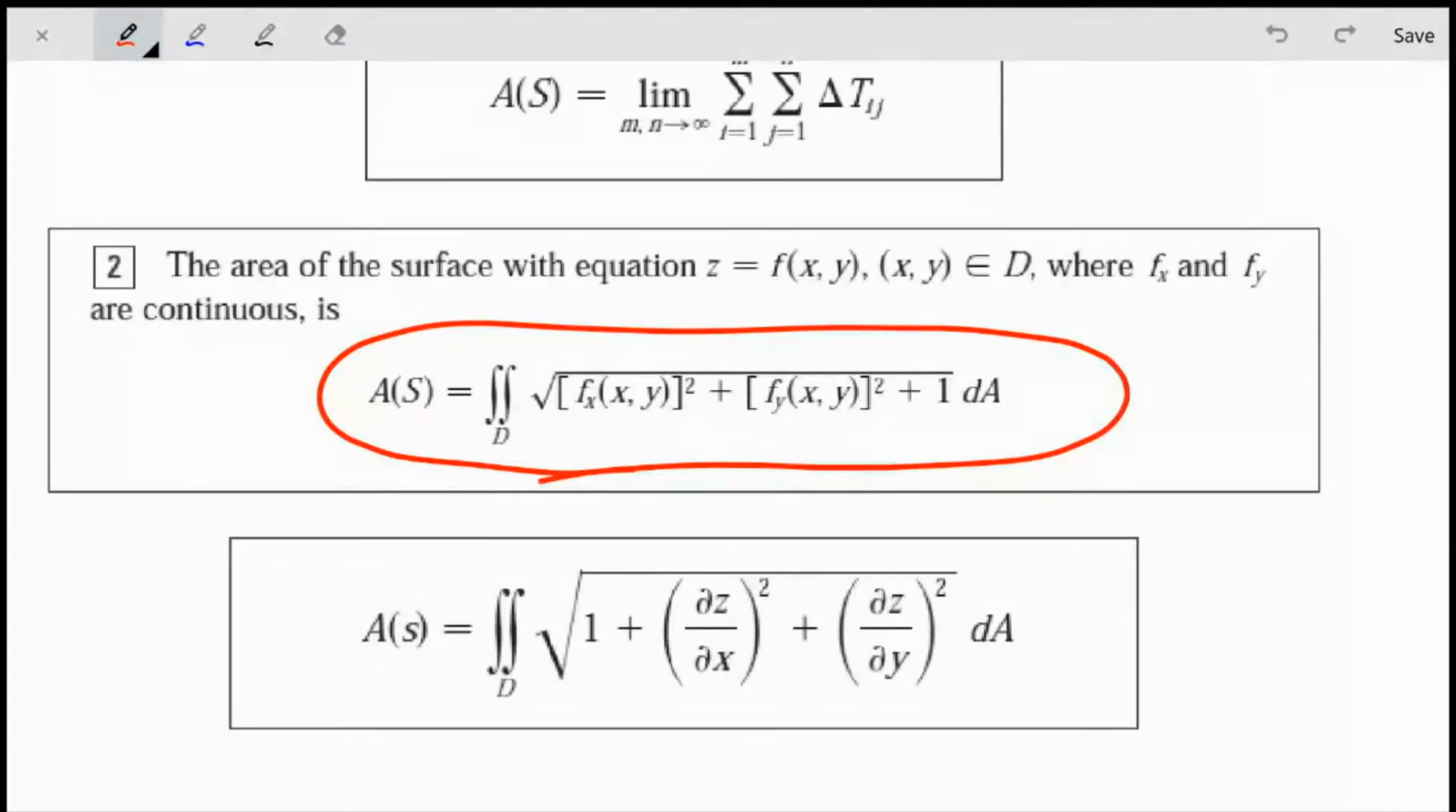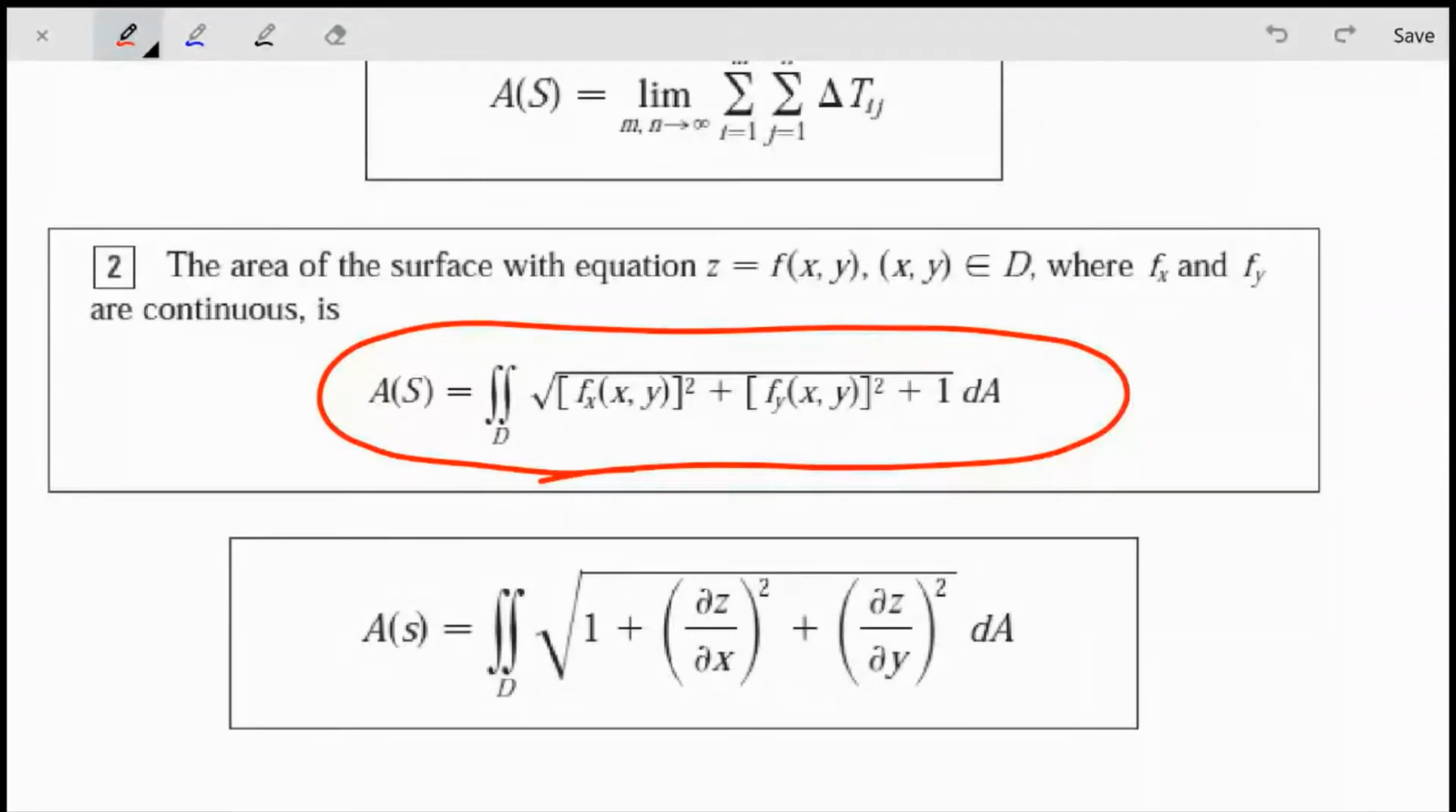But if you notice, this sort of looks like what the radicand looked like when we were doing arc length. So with arc length, we had 1 plus dy/dx squared, and then we would integrate over whatever the region was. Well, it's the same idea here. So we've got a double integral, but now we have the x partial squared plus the y partial squared plus 1.